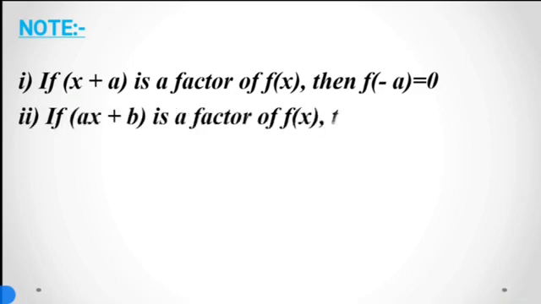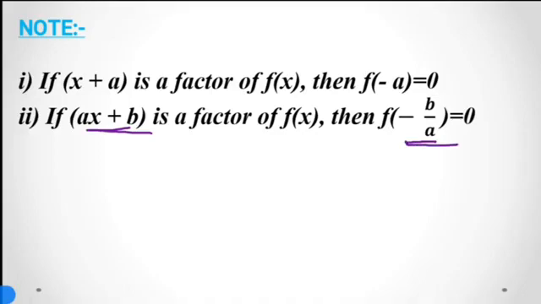If ax plus b is a factor of f of x, the polynomial here, then f of minus b by a is equal to 0. Repeat the steps: just equate this expression to 0, then solve for x, and we get x equals minus b by a. So we finally get the remainder f of minus b by a equals 0.